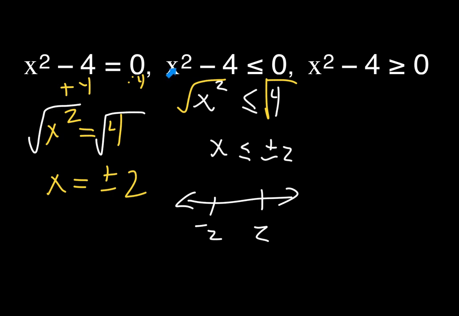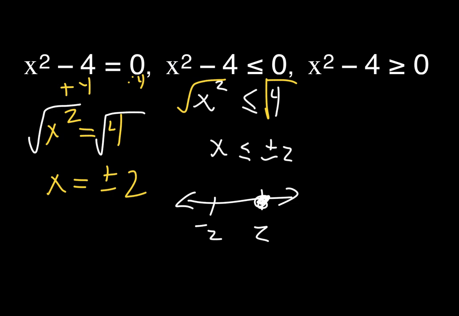3. 3 squared is 9. 9 minus 4 is positive. It's not 0. I was looking at the wrong symbol. I was looking at that one over there. 9 minus 4 is 5. That's not less than 0. So this area up here is not shaded. So then I've got 2.